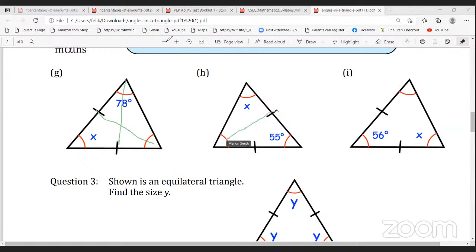Absolutely amazing. Good. Nice. So that way you know which angles are equal. So you know where to put the next 55. You know where to put the next 78. You know where to put the next 56. See? Good. Absolutely amazing. Continue working, Marlon. You're the star of the show today.